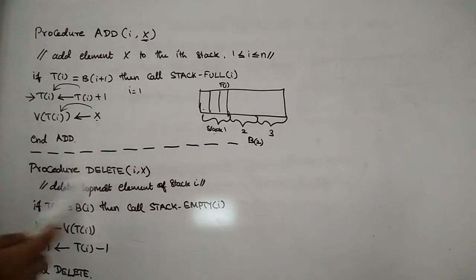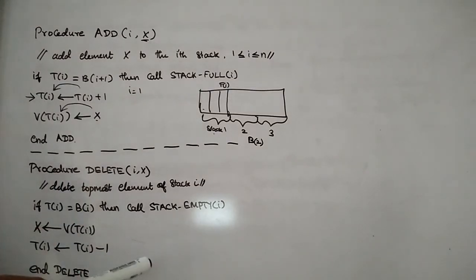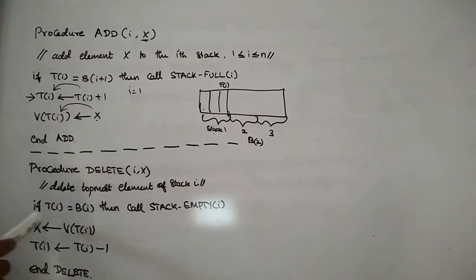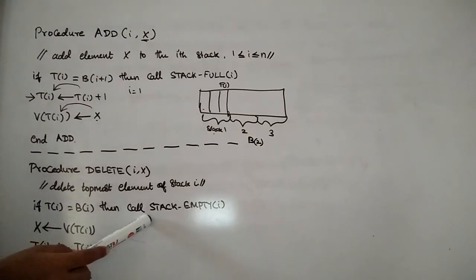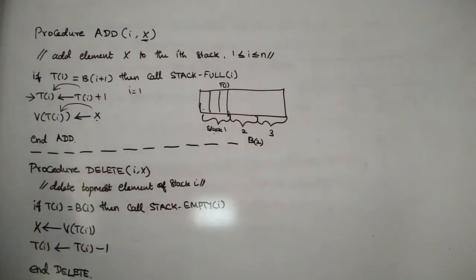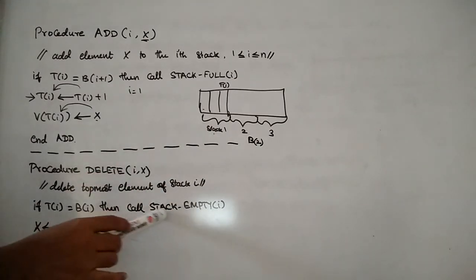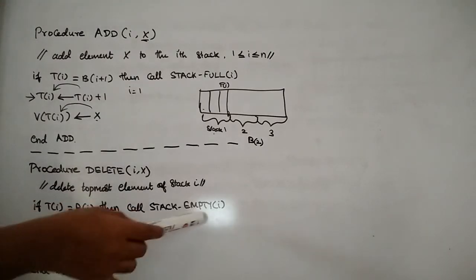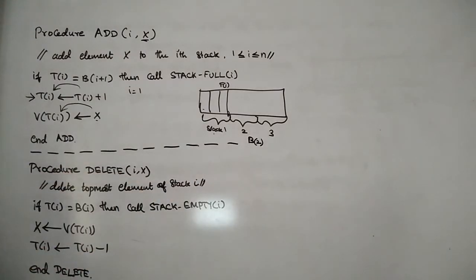In the previous video itself, we discussed the boundary conditions. What is that condition? If T of I is equal to B of I, then we can conclude that the corresponding stack is empty. So if T of I is equal to B of I, we are going to call the stack empty procedure, empty of I, which will prompt the user that stack I is empty. Next, we are going to store the topmost element in the item X.